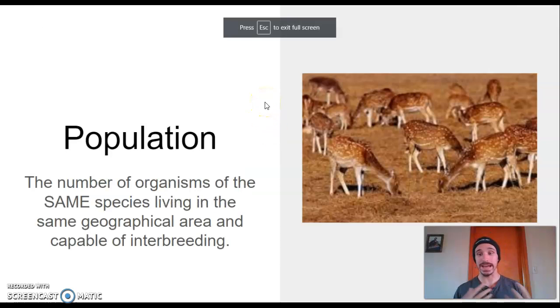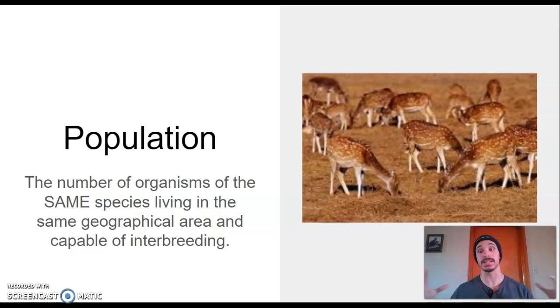So, adaptations occur within a species, right? Species evolve over time. Organisms mutate and change. Okay, we'll start over. Individual organisms of a species in a given area is a population.